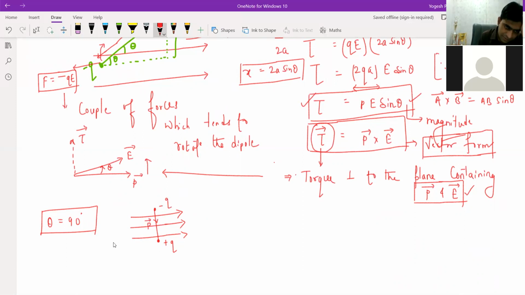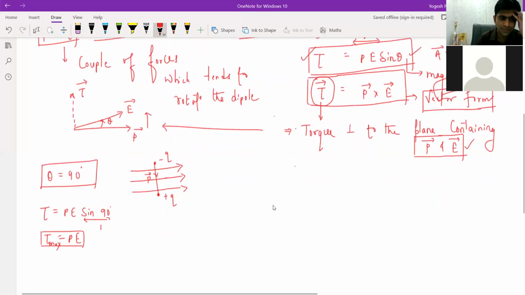If you keep this theta is equals to 90 degree, then what will happen? Tau is equals to p e sine theta. That is, tau is equals to p e sine 90. Now sine 90 is 1. So we can write tau is equals to pe. This is the maximum torque, tau max. Okay, are you getting my point? This is the maximum torque.